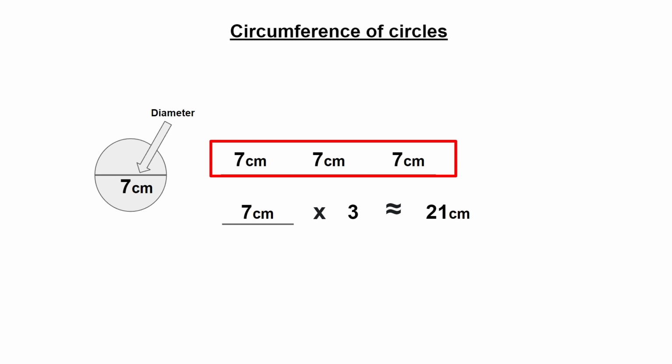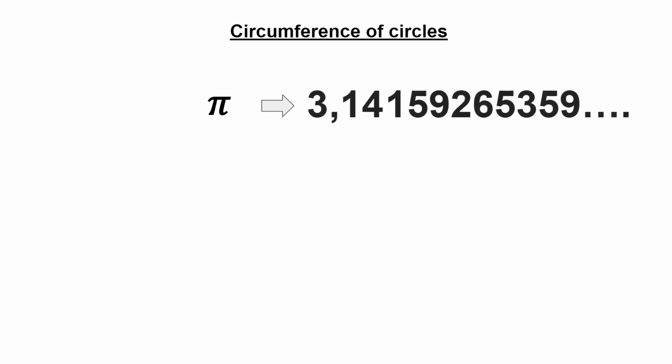But how can we get even closer to the exact circumference of a circle? To get closer to the exact circumference of a circle, you'll need to use pi. Now, pi is a ratio of the circumference of a circle to its diameter. It's an irrational number, meaning it is a decimal number that never ends.